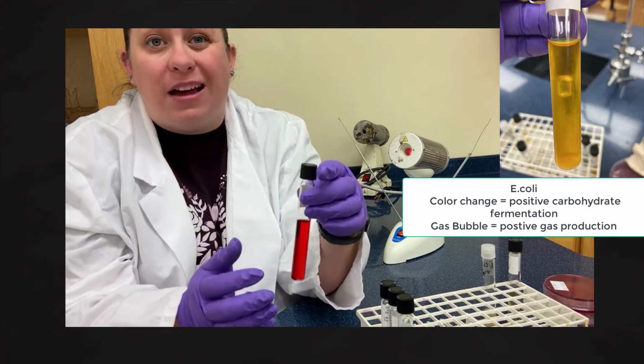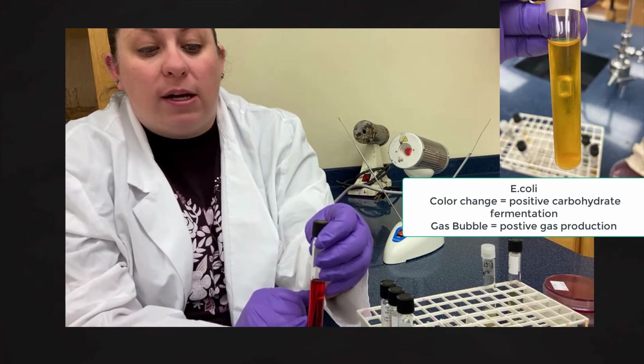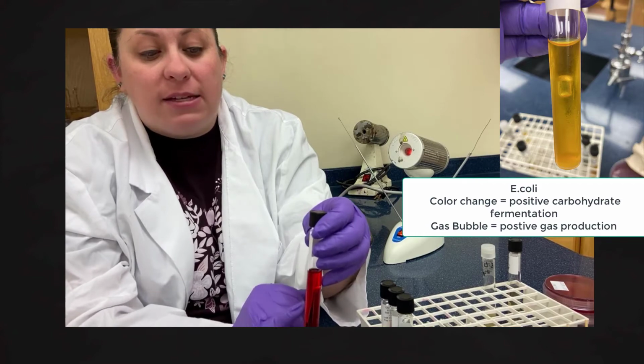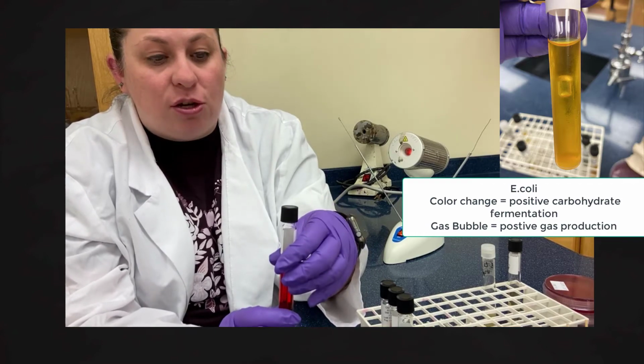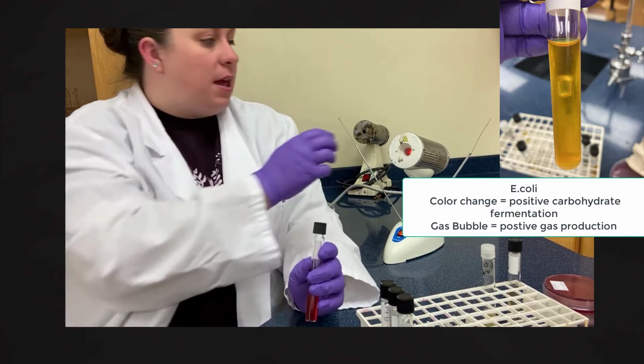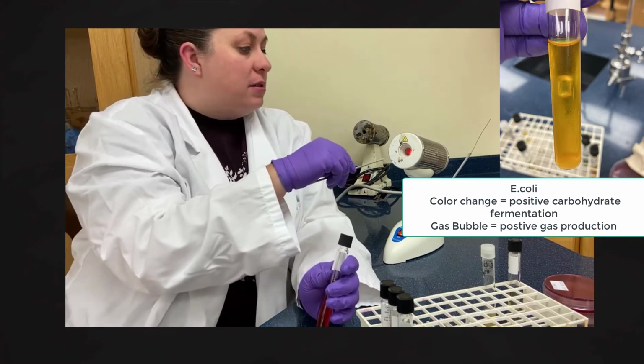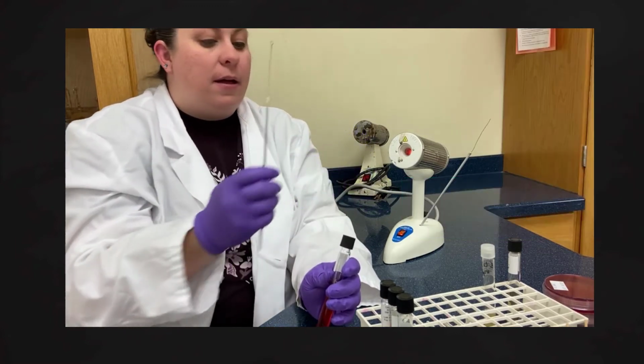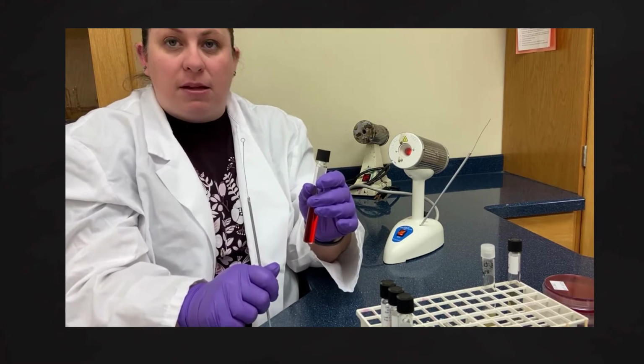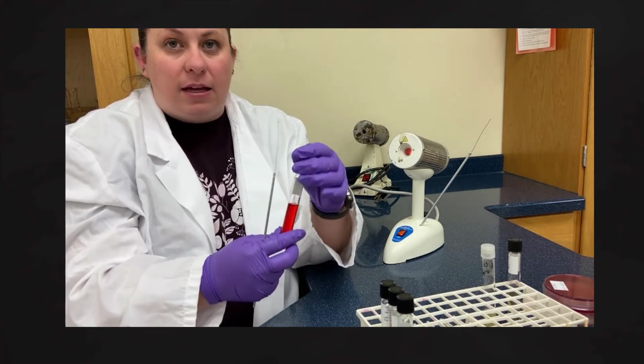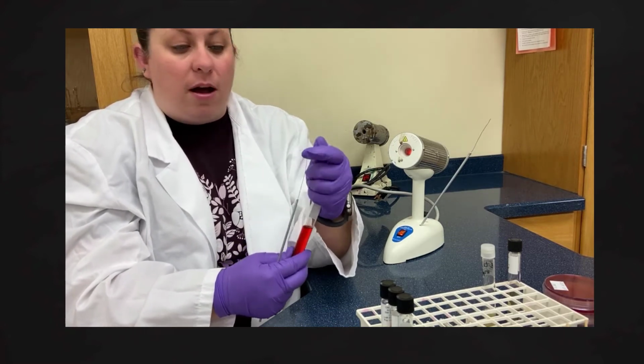So this is going to allow us to see 2 different things. We're going to be able to see if a color change takes place as well as if there's gas in the tube. Again, we're going to do the same thing. We're going to sterilize our loop. We're going to collect some of the bacteria off our plate and add it into the broth.